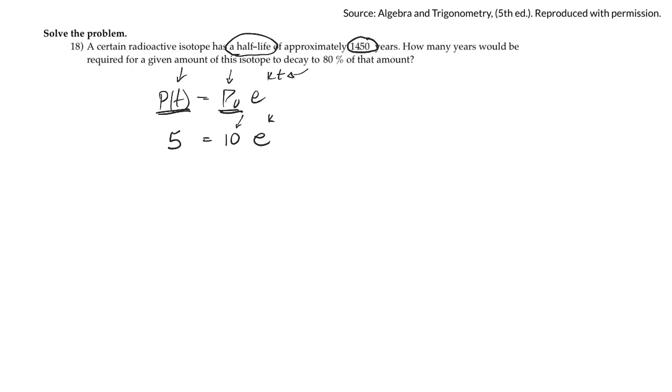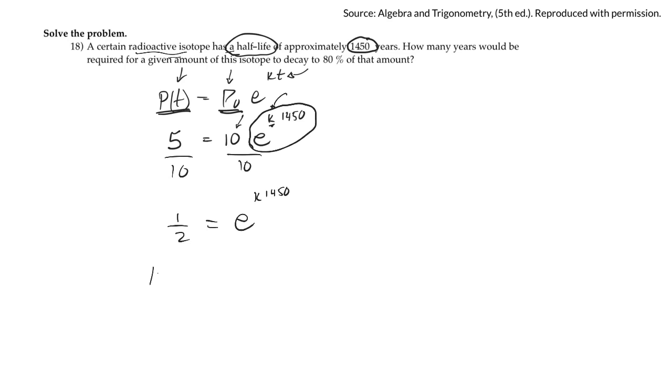Okay, e to the k times 1450. Now the thing I'm trying to solve for is not an interest rate, but it's the rate of radioactive decay. To solve, I need to isolate the factor that has the variable in it. So I'm going to divide both sides by 10. So I'll get a half is equal to e to the k times 1450.